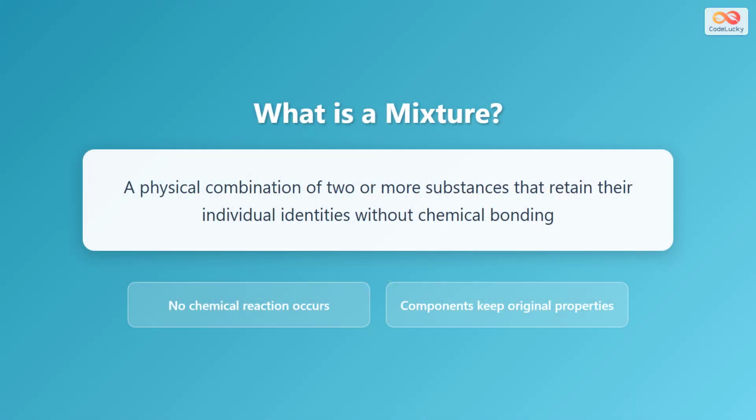A mixture is a physical combination of two or more substances that retain their individual identities without chemical bonding. This is important to understand. When substances form a mixture, they simply come together physically. No chemical reaction occurs between them. Each component keeps its original properties, which means you could theoretically identify each substance in the mixture. The components don't lose their identity, they just exist together in the same space.